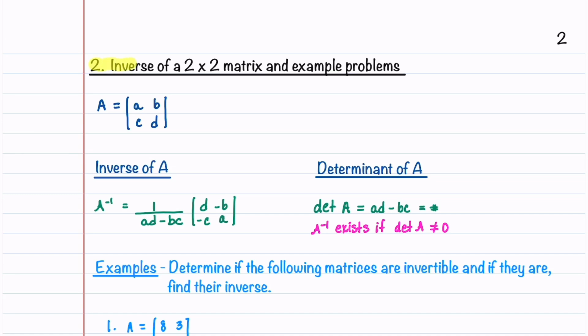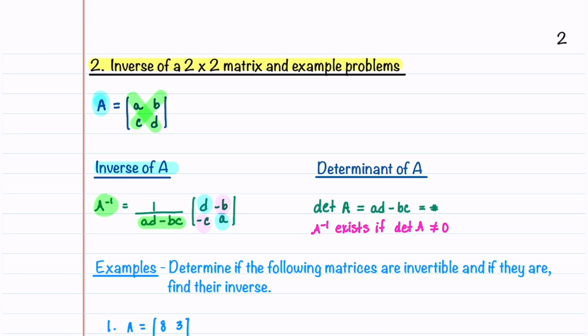Let's now talk about the formula for the inverse of a 2x2 matrix and walk through some example problems. For a matrix A that's equal to a, b, c, d, the inverse of A is equal to 1 divided by ad minus bc. That's the main diagonal elements multiplied minus the off-diagonal elements multiplied. And that gets multiplied by a matrix that contains d and a. Notice that those are the diagonal elements switched. And then it contains elements minus b and minus c. Those are the off-diagonal elements in the same place, but with a negative sign added to them.